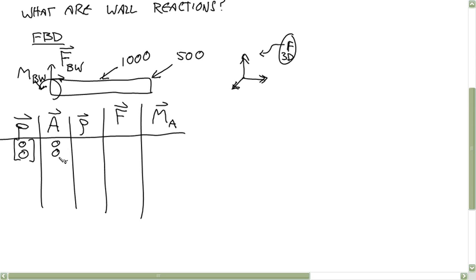So 0, 0. Then rho is this minus this, so 0, 0. Force vector, we're not talking about force vectors here. And so the moment is MBW. And that's the moment about anything because it's a couple, so it's the moment about A produced by that couple. Okay.